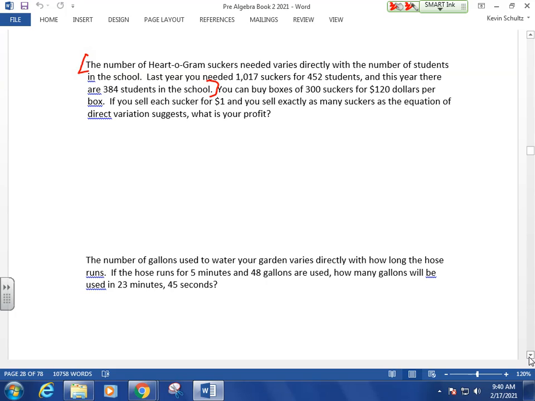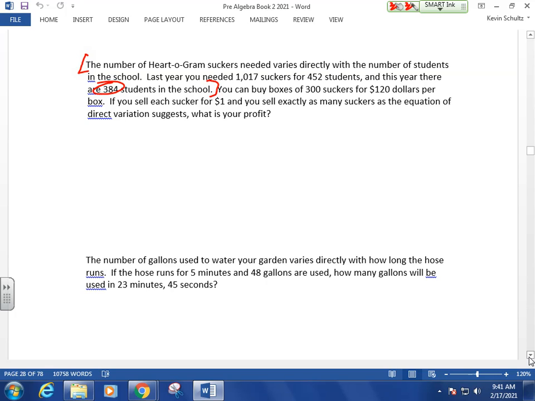So this goes the next level here. We have the real life situation, and then we have the actual application of it. What can we use this information for? Okay, so to start, it's the same setup as the other 4 that we've done. You want to find your y, find your x, find the slope, set up the equation, okay? Calculate how many suckers you will need for 384 students. You can buy boxes of 300 suckers for $120 per box. So how many boxes will you need to buy? How much will it cost?